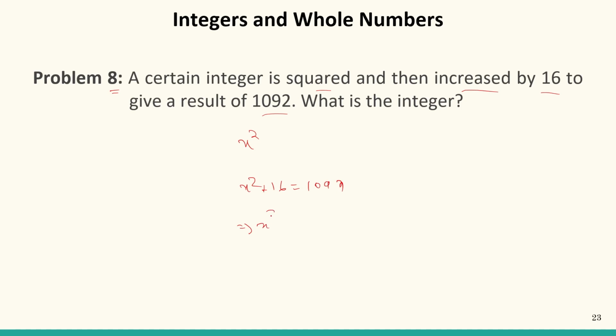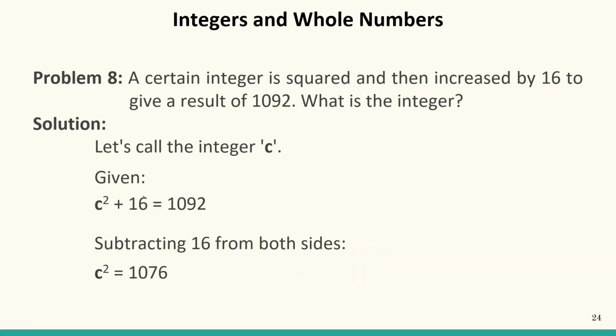This implies that x square is equal to what? 1092 minus 16. So it will be 1076. That will be x square's value. So this implies that x is equal to plus or minus the square root of 1076. Since x square plus 16 is equal to 1092, x square is equal to 1076.